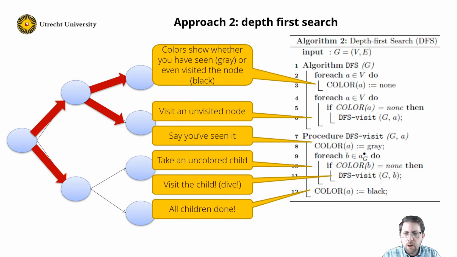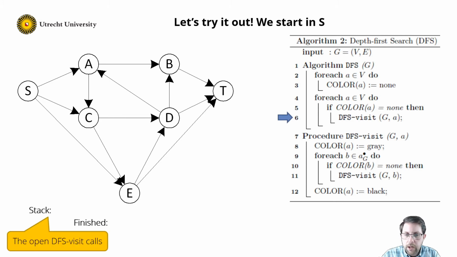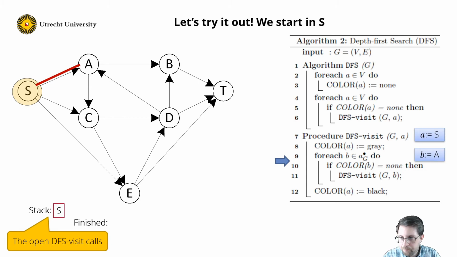So let's apply the algorithm on an example graph. Here I have a graph, and as you can see, all nodes are colored none. So I'm going to visit node S, and I'm going to keep track of a stack with the open DFS visits. And S is the first one on it. So we're going to color it. And then I'm going to take one of the neighbors. So let's say I'm going to take A. I put it on the stack, and I'm going to visit it.